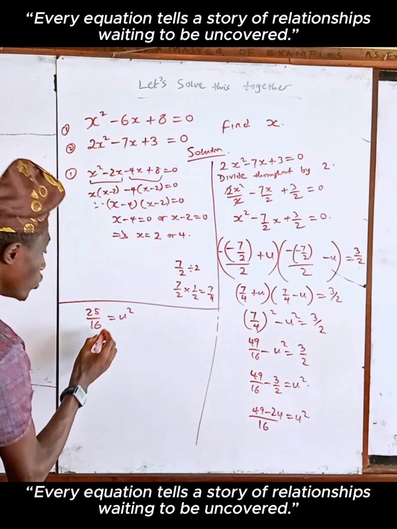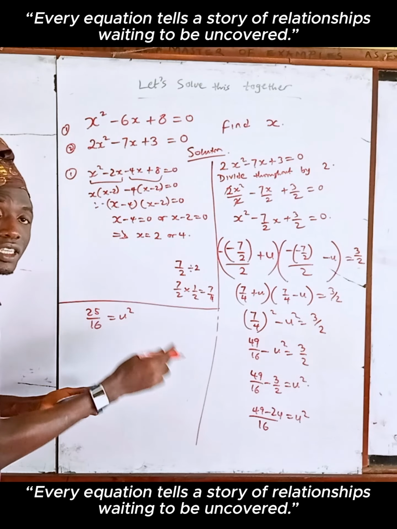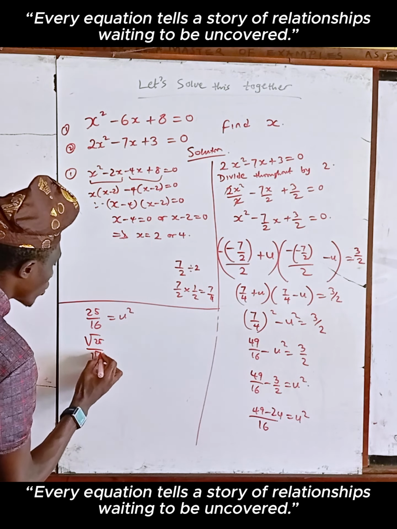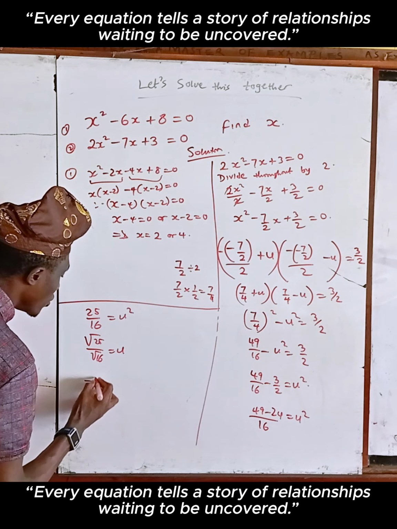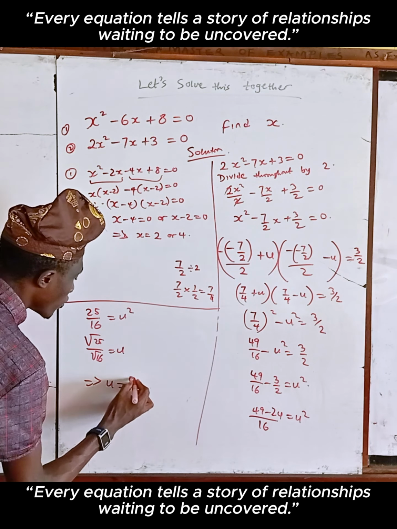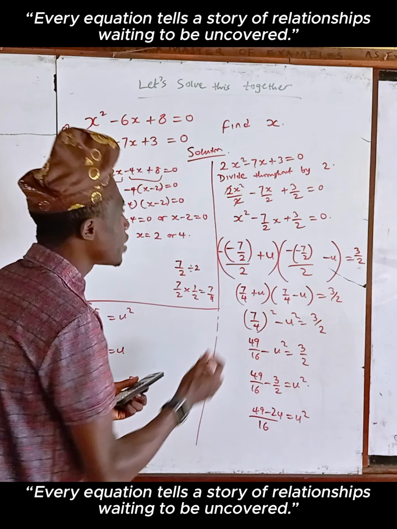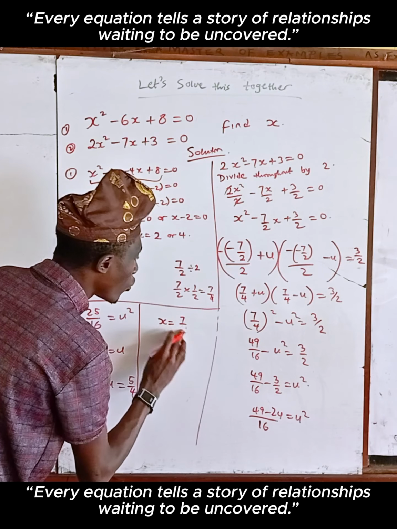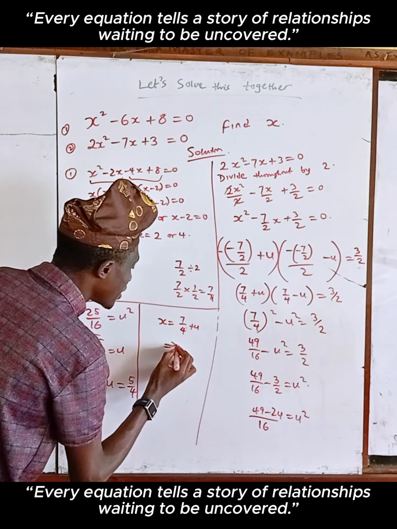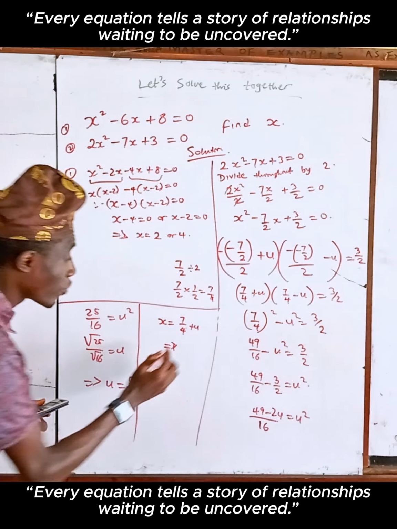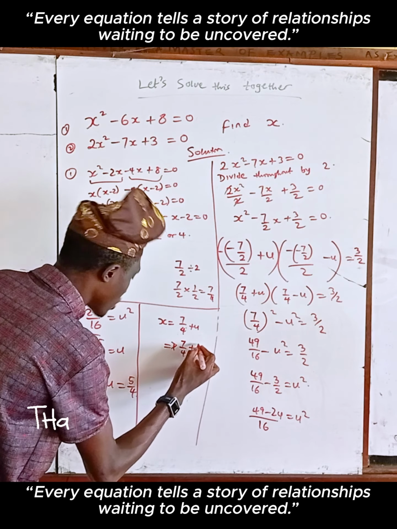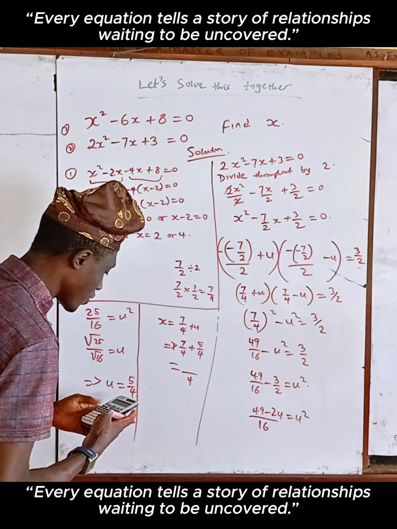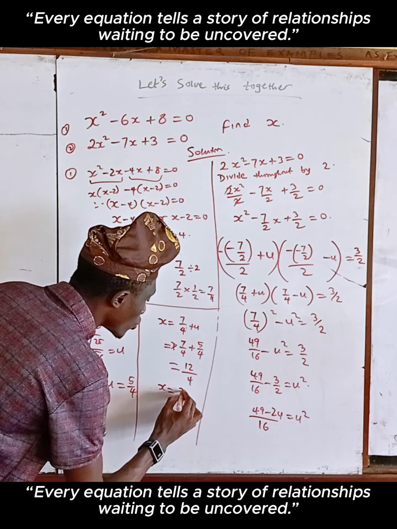Let's find the value of u. Before we get the value of u, we just have to take the square root of both sides. So we have the square root of 25 divided by the square root of 16 is equal to u, which simply means our u is equal to 5/4. So for you to now get the value of your x, just come back to this expression. So your x will now be 7/4 plus u, which implies that when u is 5/4, you are going to have 7/4 plus 5/4, which is equal to, we have 4 as our LCM, 7 plus 5, that is 12. So our x is equal to 3.